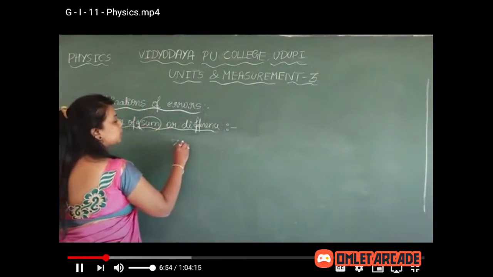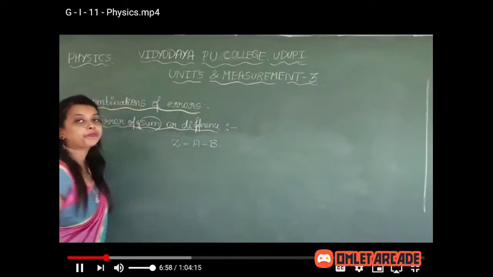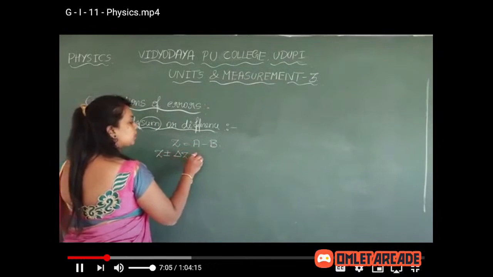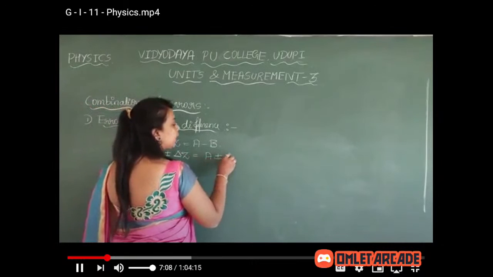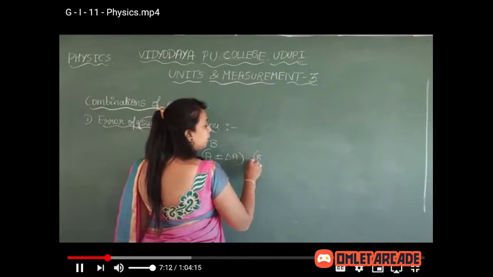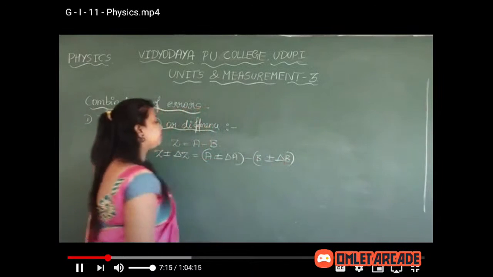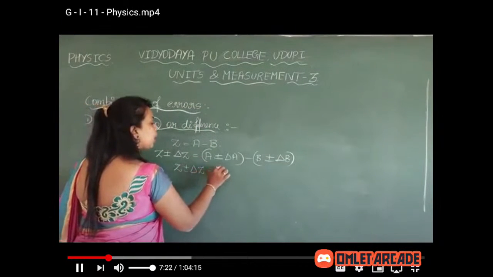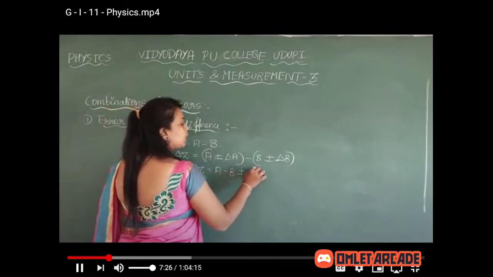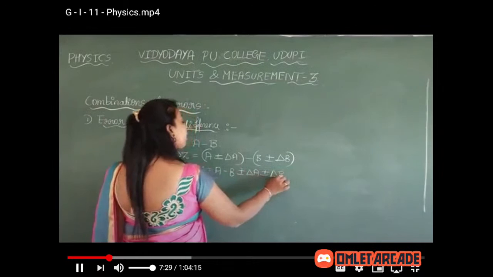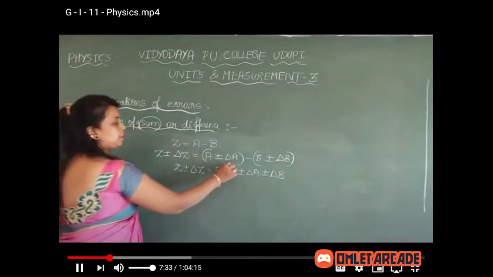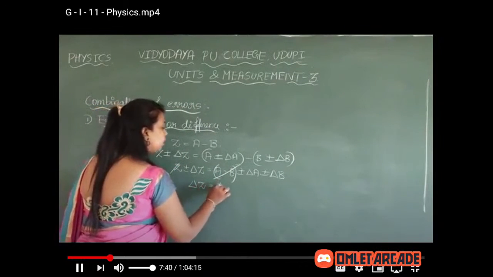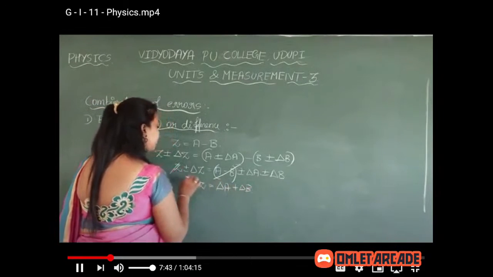The difference formula is Z is equal to A minus B. This can be written as Z plus or minus delta Z is equal to A plus or minus delta A minus B plus or minus delta B. If we rewrite this, Z plus or minus delta Z is equal to A minus B plus or minus delta A plus or minus delta B. Now A minus B gets cancelled with Z. So finally, delta Z is equal to delta A plus delta B.